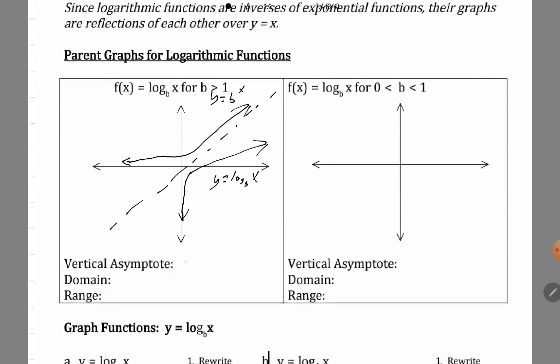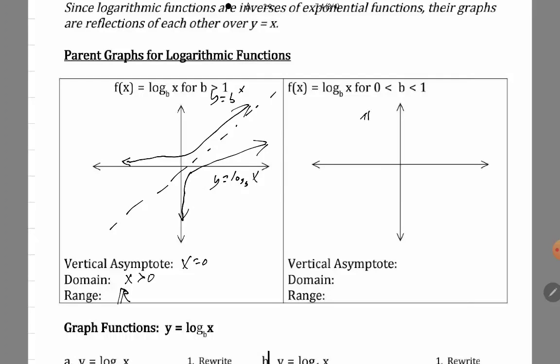So we have a vertical asymptote at x equals 0. Our domain is x is greater than 0, and our range is all real numbers, because we're just doing the inverse. In the inverse, you switch your domain and range. So this was the exponential growth. And then for values for b as a fraction, that's decay.